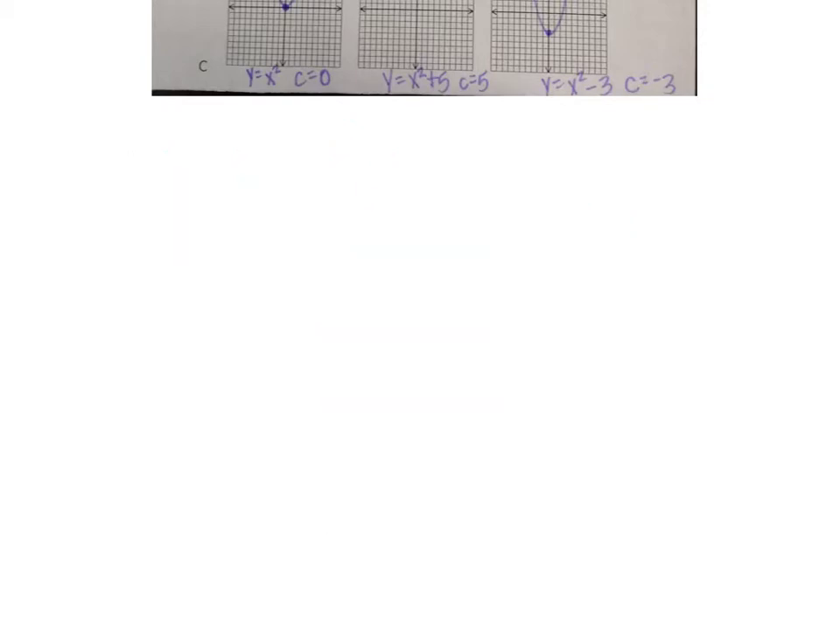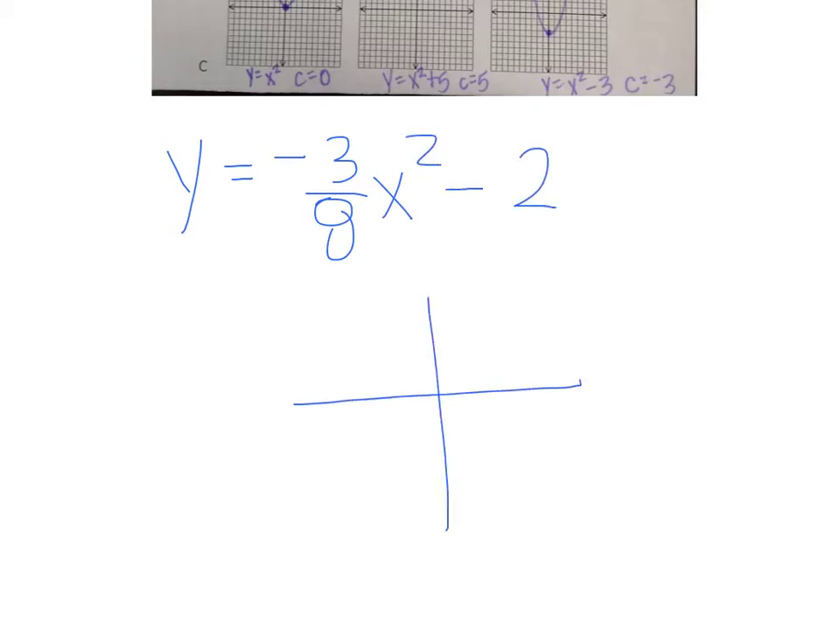Okay, let me do another example. y equals negative 3/8 x squared minus 2. Always start with your starting point, which is your c, which is negative 2. So I'm going to start at negative 2 this time.